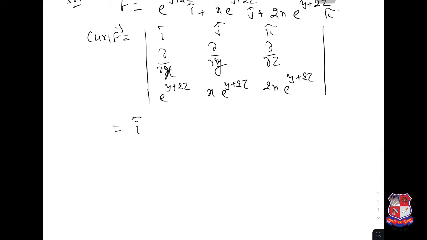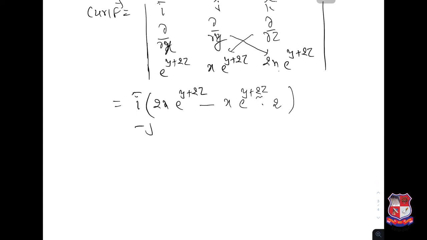So del by del y of 2x e power y plus 2z. So 2x and the derivative of e power y plus 2z is e power y plus 2z with respect to y, minus del by del z of x e power y plus 2z. So that is x e power y plus 2z and the derivative with respect to z, so into 2.